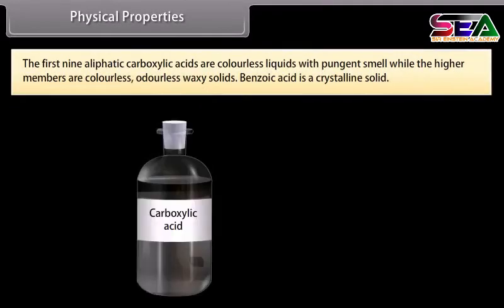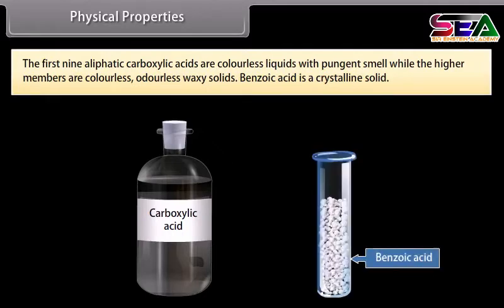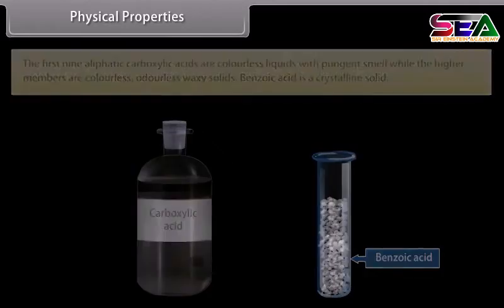Physical properties. The first 9 aliphatic carboxylic acids are colorless liquids with a pungent smell, while the higher members are colorless, odorless, waxy solids. Benzoic acid is a crystalline solid.